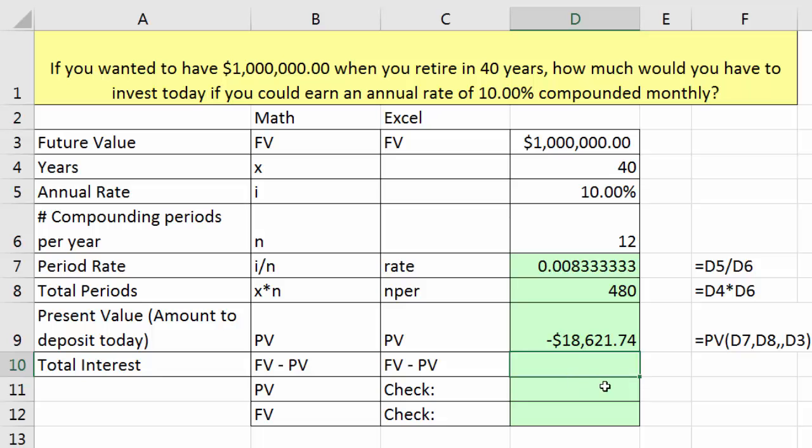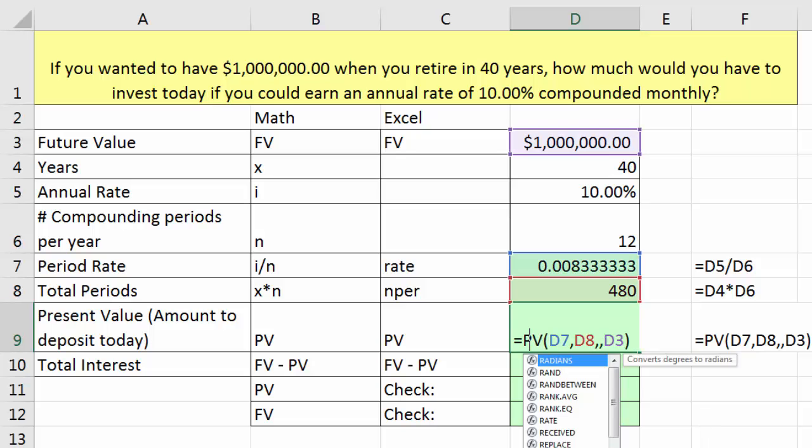You've got to be kidding me. 18,000? Yes, the variable that has the most influence on the accumulation of interest on interest is time. That is a long time to leave your money in some investment vehicle. So although it grows to $1 million, it looks like it started out just at a little under 19,000 bucks.